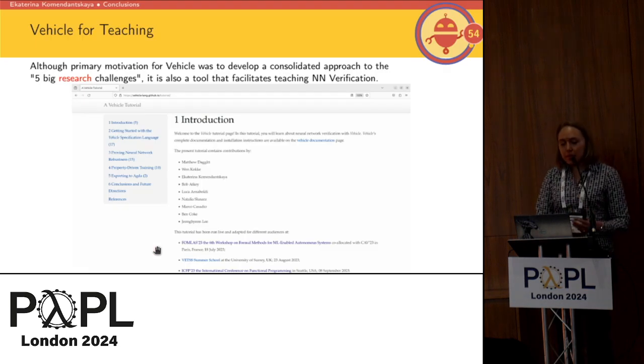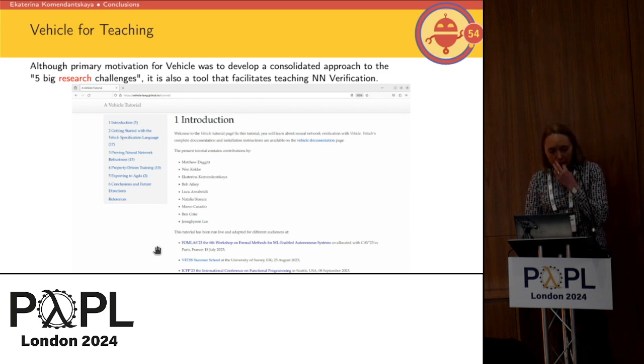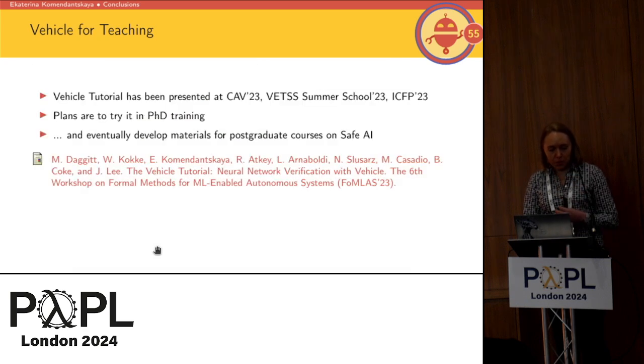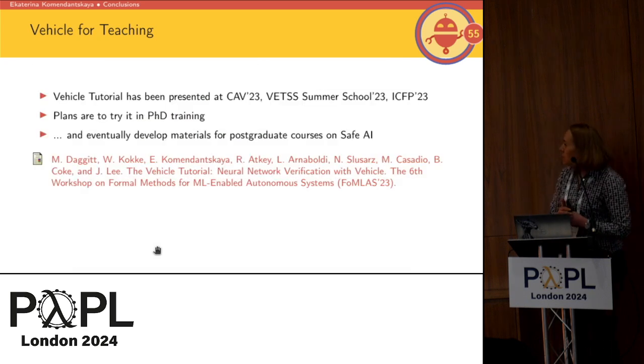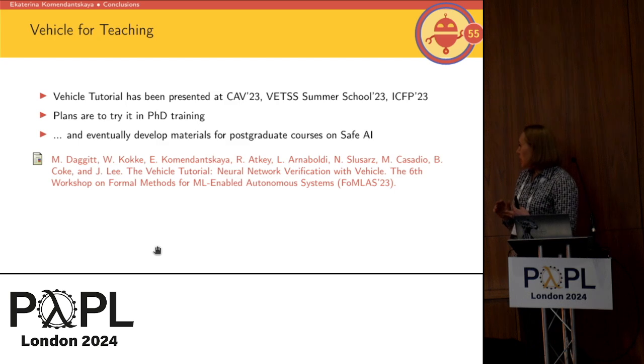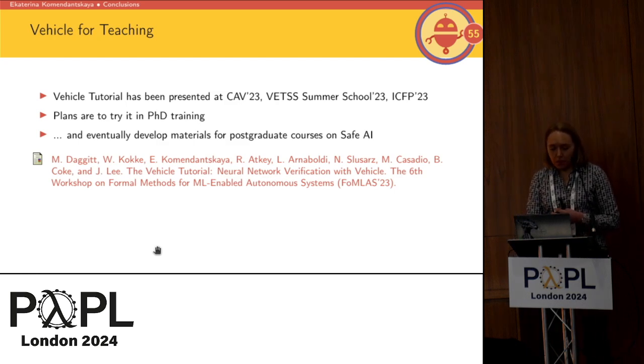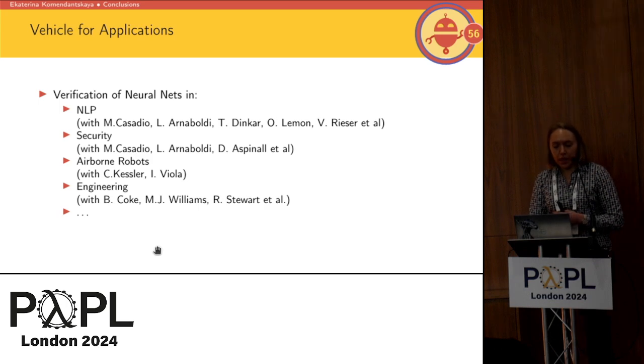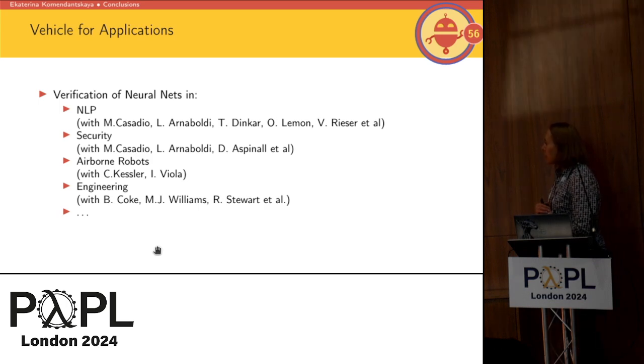Although we didn't create Vehicle for teaching, we actually do use it for teaching for postgraduate students, and PhD students use it for smaller projects. So there was a Vehicle tutorial presented at CAV. We had summer school ICFP. Plans are to try it in PhD training and perhaps develop materials for postgraduate courses on safe AI. So big hopes that it will also be useful for teaching machine learning students. And we're hoping for many applications, so we'll look at quite a few.